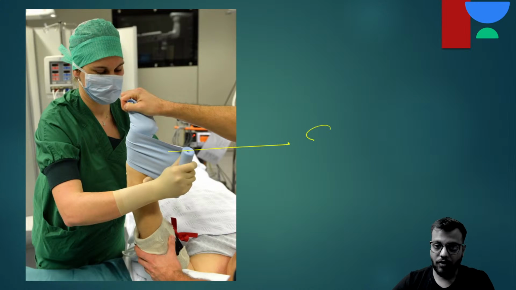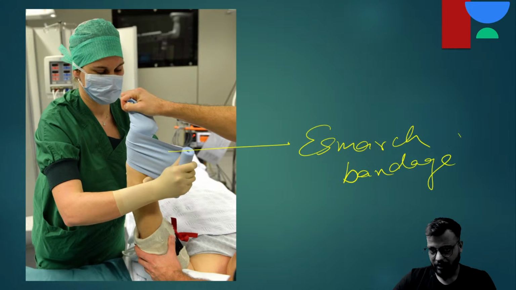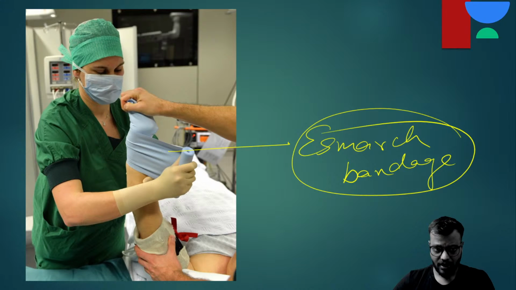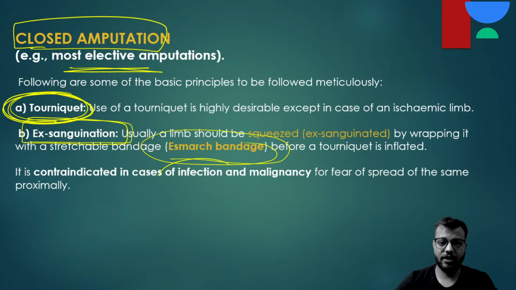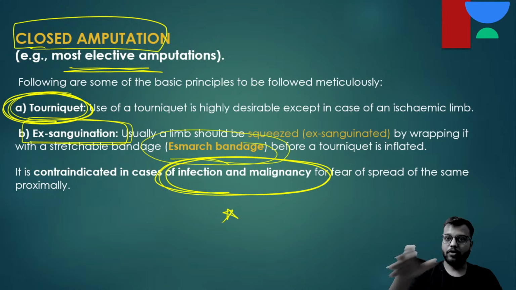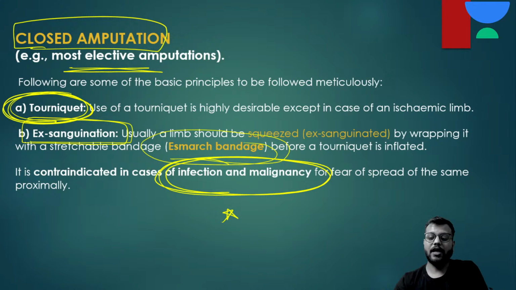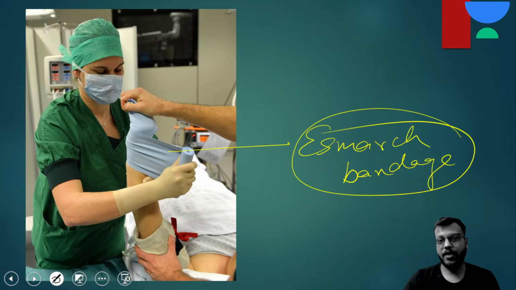Okay, this is your S-mark bandage, and tourniquet भी इसी से ही लगाया जाता है. ठीक है, तो S-mark bandage, and you put it and then you squeeze it. This is exsanguination, and it is contraindicated in infection as well as in malignancy, because वो proximally infection और the cancer cells के spread का there is risk.